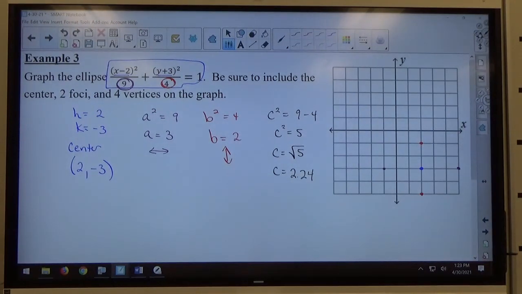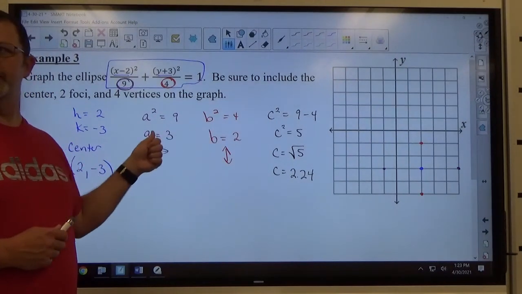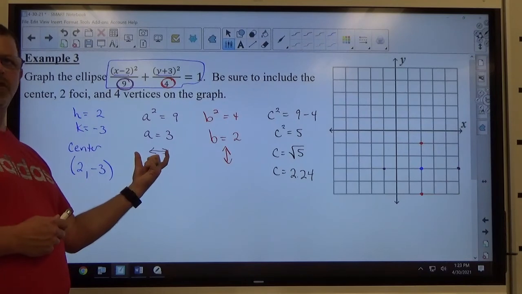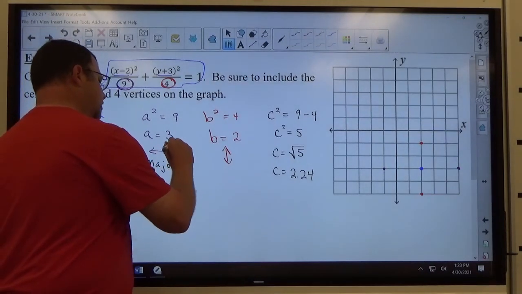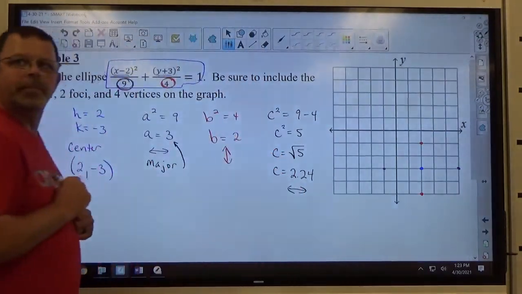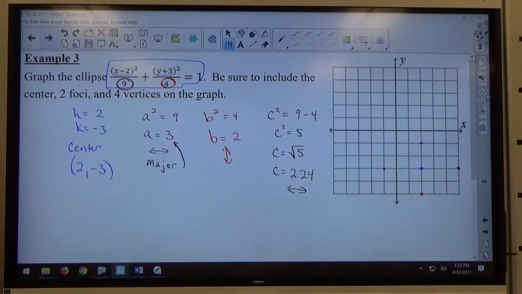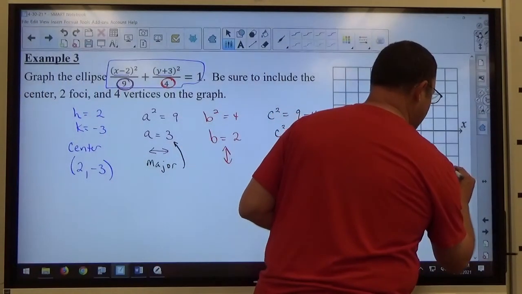Now c isn't always one way or the other. It's the same as the major axis. So I'm looking at these two numbers. I can see 3 is bigger than 2, right? The major axis is horizontal. I know that's major because that's a bigger number. That means that c is going to go left and right as well. Okay, you have to determine c's direction based on the bigger number between a and b. It always matches the bigger one. So we're going to go left and right 2.24 to get foci.